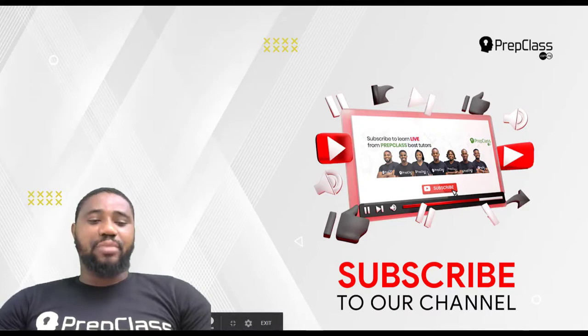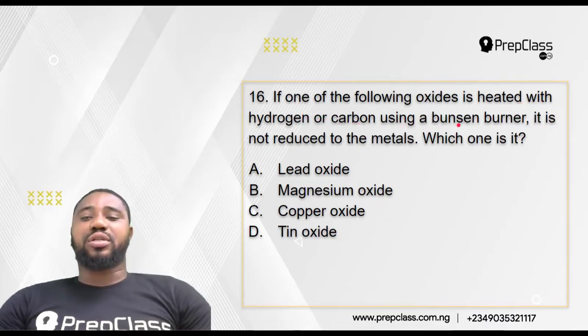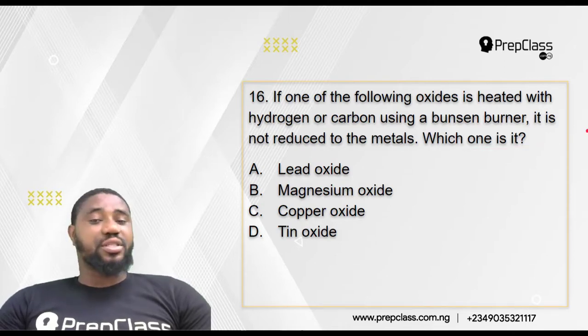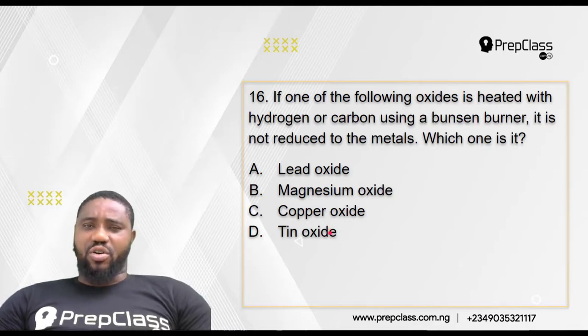So students, without wasting your time today, let's go straight to the business of today. Question 16. If one of the following oxides is heated with hydrogen or carbon using a Bunsen burner, it will not reduce to the metals. Which one of them is it? Is it lead oxide? Is it magnesium oxide? Is it copper oxide? Is it tin oxide?